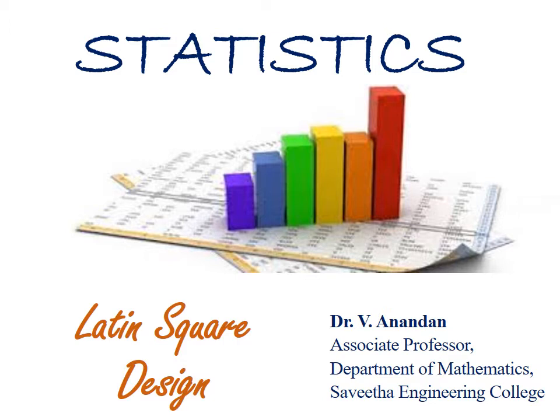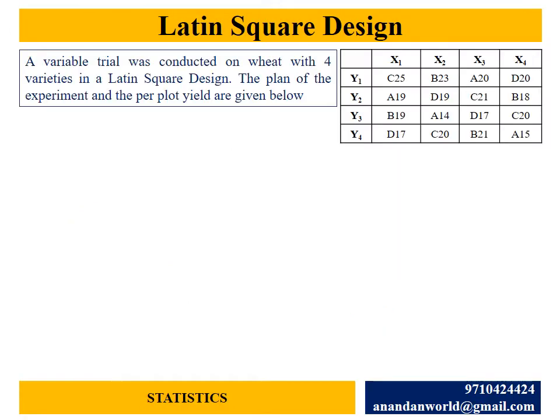Today we'll continue problems in Latin square design. We'll take another problem in LSD. A variety trial was conducted on wheat with four varieties in LSD. The plan of the experiment and the per plot yield are given below.